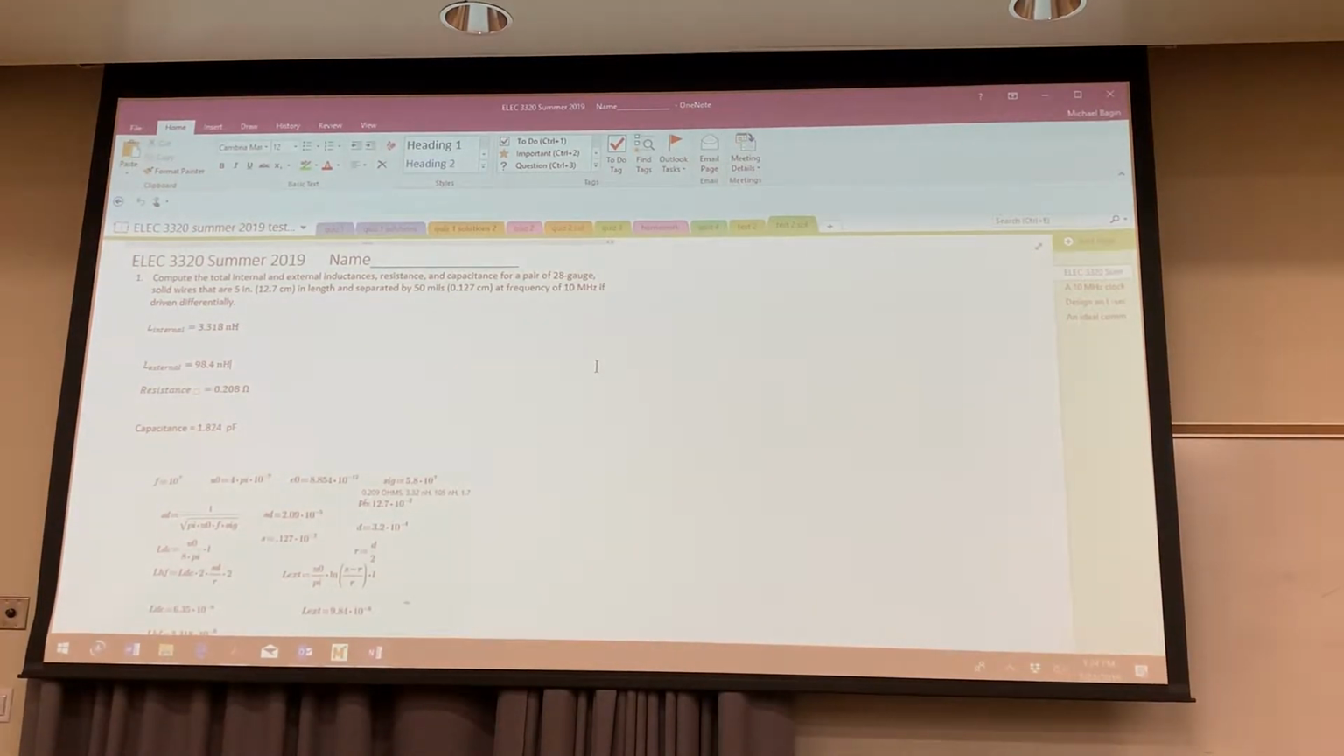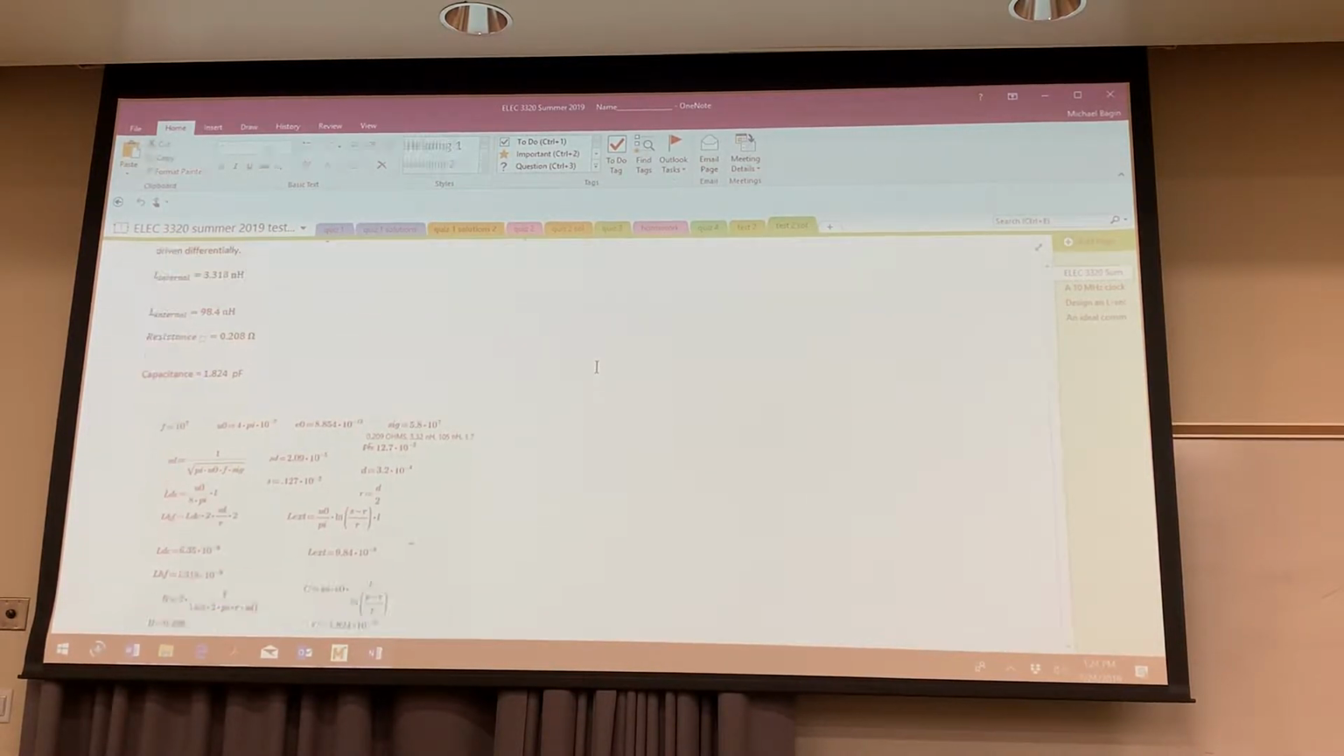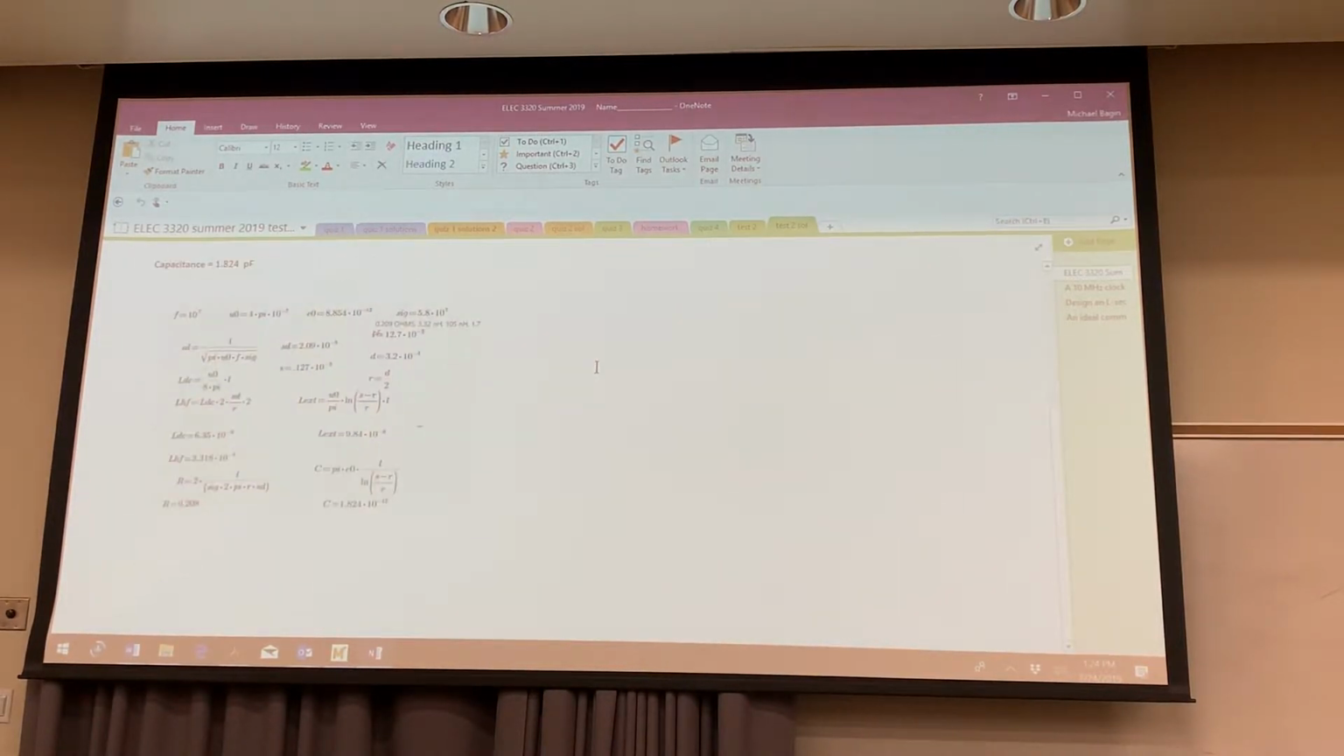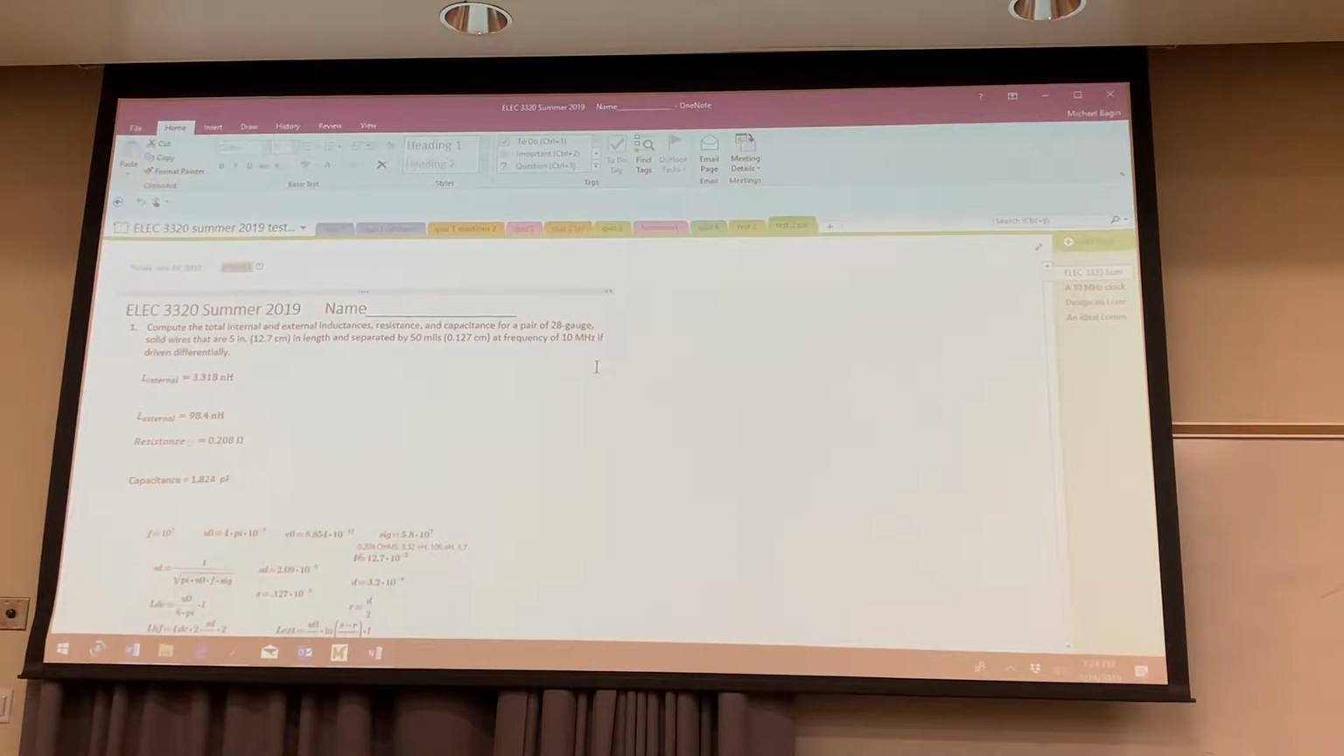First, let me talk my way through this one. I've got all this stuff down there. You want the internal inductance, external inductance, resistance, and capacitance, and it's a two-wire system. Let me show you. I don't know if I drew a picture on this one or not. No, I guess I didn't. But it's two wires in parallel, and I put down there separated by 50 mils. It's 10 megahertz, and they got a length of 12.7 centimeters, 5 inches, and it's 28 gauge wire.